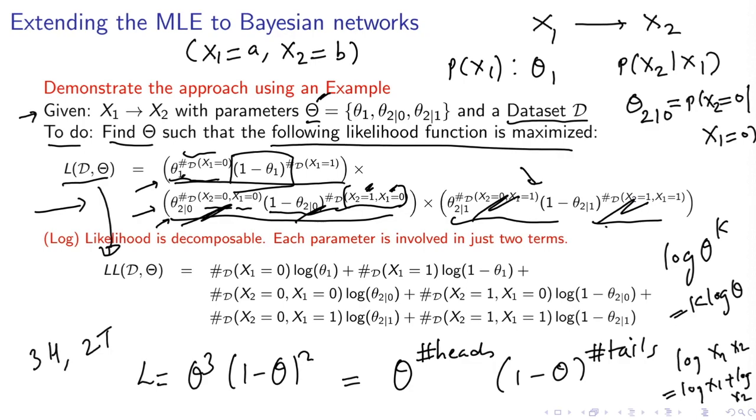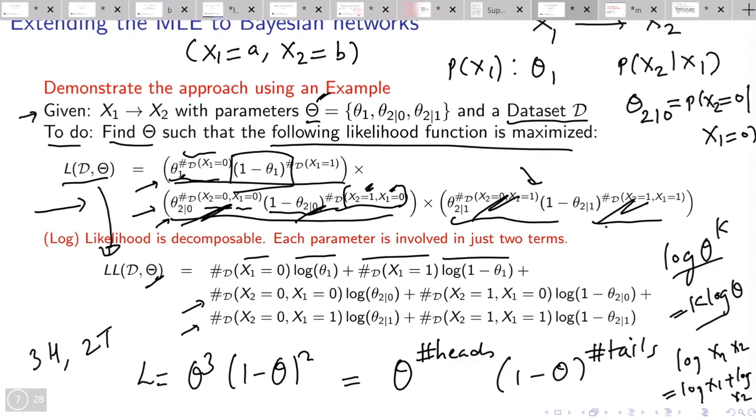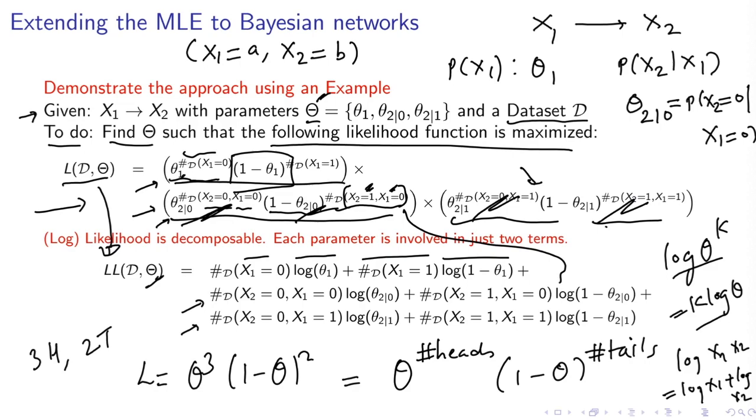So using these two rules, I'm going to rewrite the expression for likelihood as follows. Log likelihood of the data with respect to the given parameters theta is equal to the number of data points that have x1 equals 0 times log of theta 1 plus the number of data points that have x1 equals 1 times log of 1 minus theta 1. Okay? And so on for the other expressions in the brackets. Okay? So this bracket becomes that expression and that bracket becomes that particular expression.